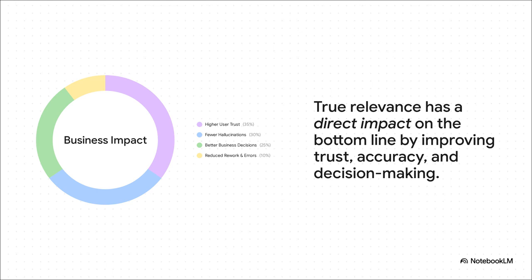And why does this all matter so much? Because relevance isn't just a technical nicety. It has a direct, measurable impact on the business. When your users get the right answer the first time, their trust in the system just skyrockets. When the LLM gets clean, relevant context, it hallucinates way less. And when your teams have information they can count on, they make better decisions and waste less time fixing mistakes. It's not just a tech upgrade, it's a business imperative.